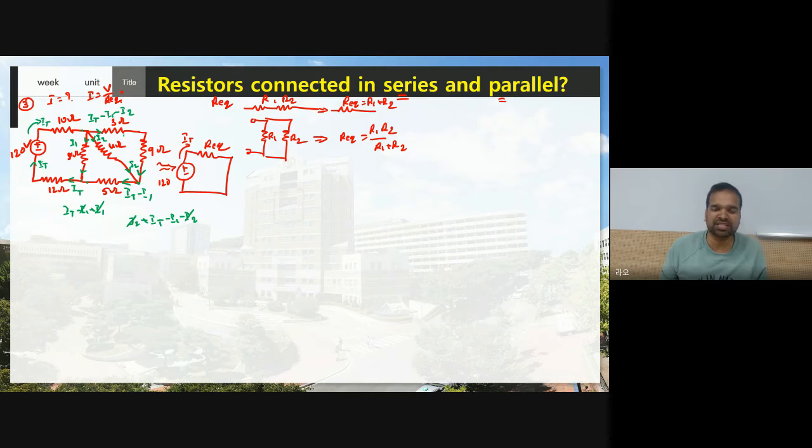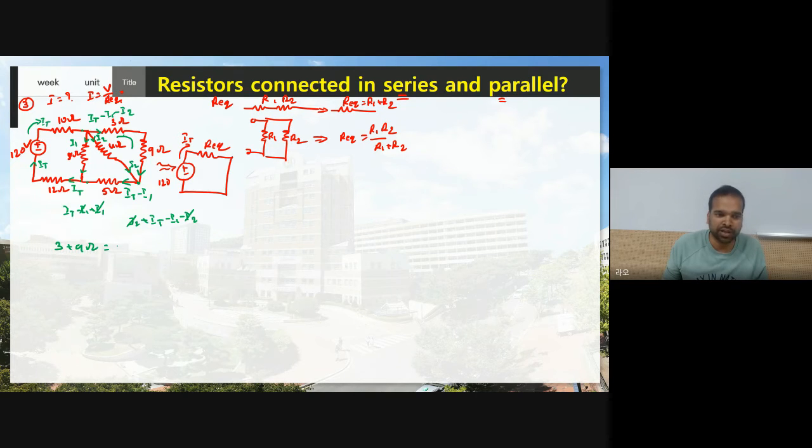Now is it correct? Are your current assumptions correct or wrong? See, what current is flowing from the source? IT. What current is coming back to the source? IT. Therefore your current assumptions are correct. Now based on these current assumptions, you can identify whether elements are connected in series or parallel. See, what current is flowing in the 3 ohm and 9 ohm? Same current. Therefore these two elements are connected in series. Therefore I can write 3 plus 9 ohm.